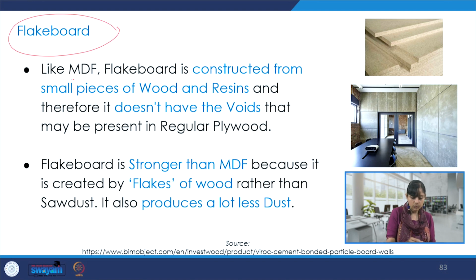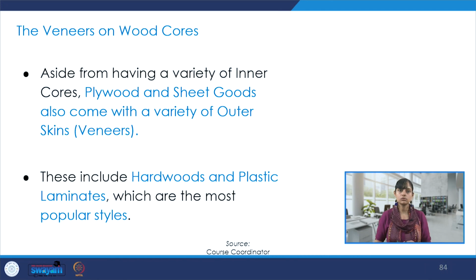Then there is flake board, which is also a popular product. It is constructed from small pieces of wood and resins, not just sawdust. And therefore, it doesn't have the voids and it is stronger than MDF. It produces a lot less dust. So, this is also a product that can be used.